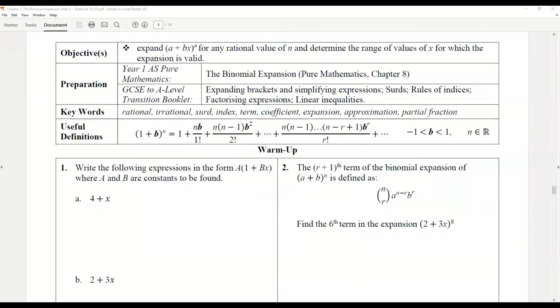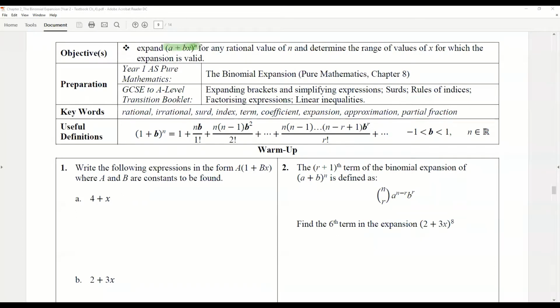Welcome to lesson 3 of the binomial expansion for year 2 pure mathematics. Today we're going to expand (a + bx)^n, and the significance of this is, of course, it removes that restriction. So we're not just going to be dealing with expansions where the constant term is 1. We're going to hopefully expand anything we like to any real power that we like. So this is quite a powerful step.